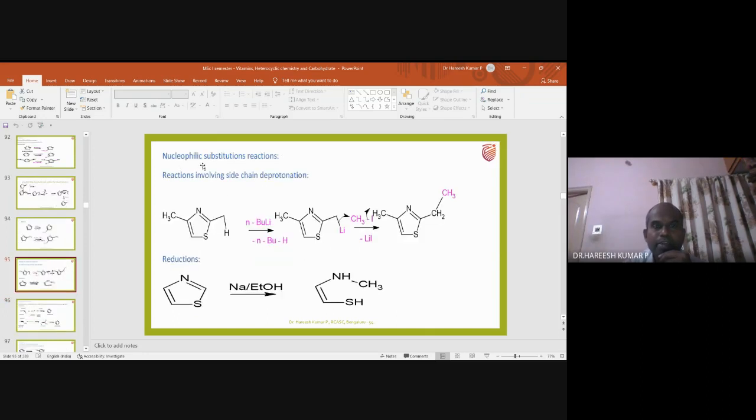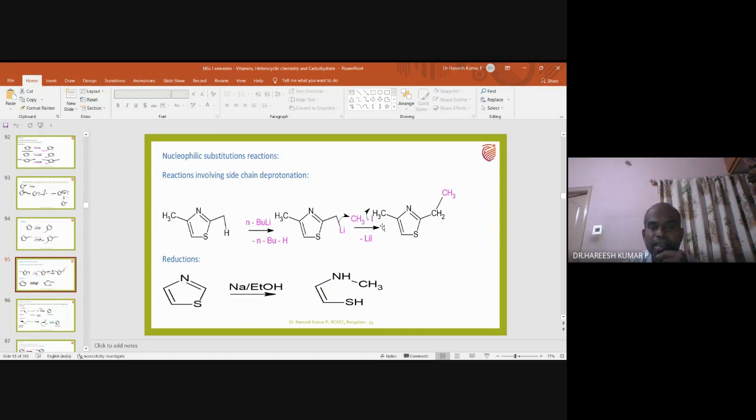More particularly, nucleophilic substitution reactions, reactions involving the side chain deprotonation. This is a side chain. So in side chain deprotonation, a proton is removed. Once the proton is removed, there will be formation of an anion. Removal of this proton is possible with a base called n-butyllithium. What will happen? Butane picks up this proton and goes out as a gas, n-butane. N-butane is a gas, it will go out. And lithium will sit here and form an anion.